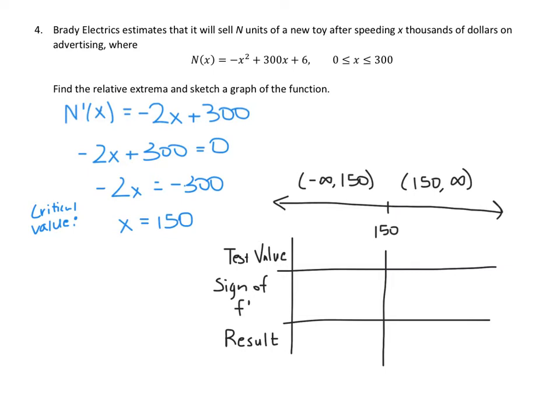From negative infinity to 150, an easy test point might be 0. We can plug 0 into that first derivative. Plugging 0 into the first derivative, we have negative 2 times 0, which is 0, plus 300. So we get 300, which is a positive value. That tells us that our derivative is greater than 0 in this interval, so the function is increasing.